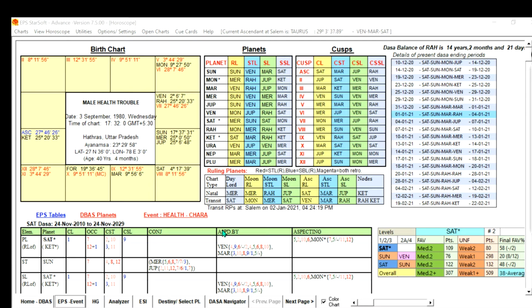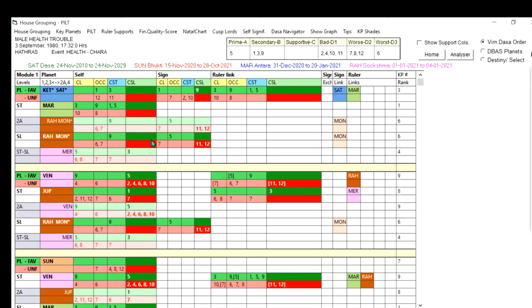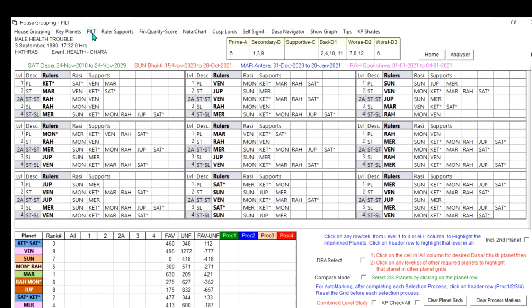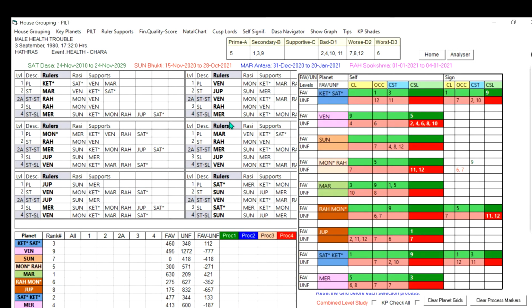So let us find which planets or key planets are causing health issues, and which planets have those key planets in the consequent levels, forming the unfavorable house grouping chain. And let us check the significators. Let me take you to the PILT table directly, the house grouping table. In that I will take you to the PILT, and let me open the key planets.